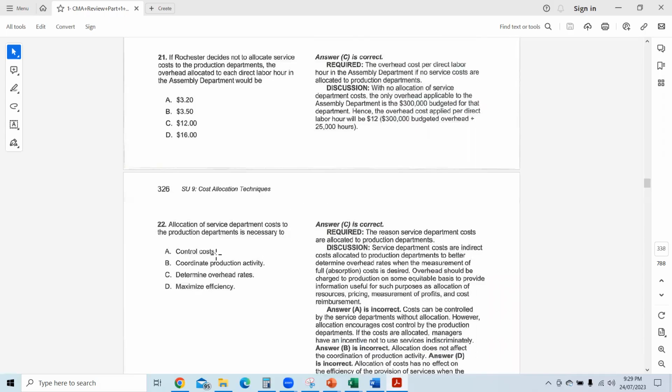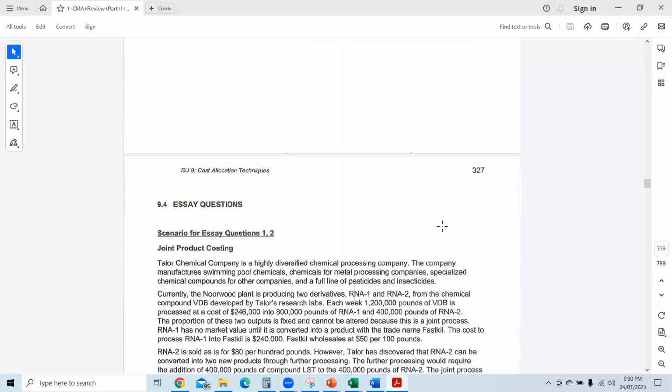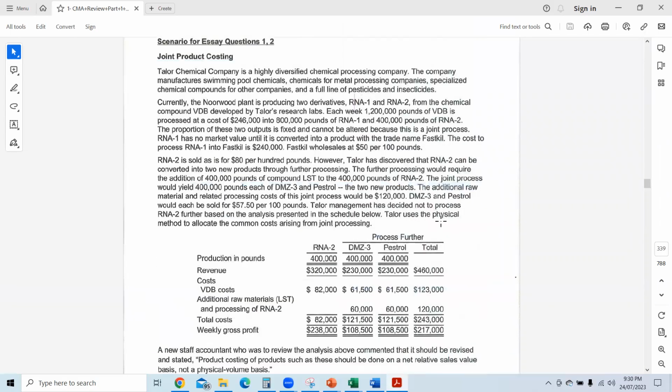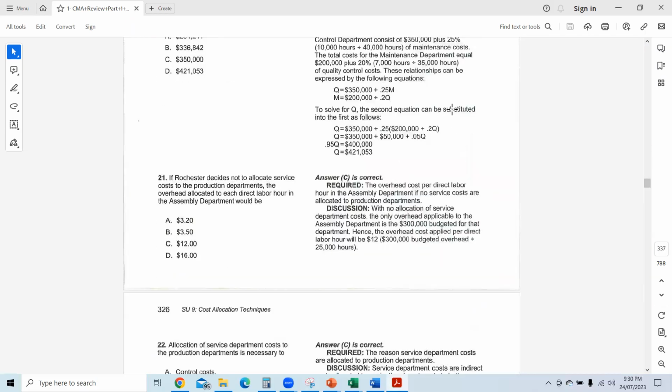Question 22. Allocation of service department cost to the production department is necessary to control cost, to coordinate production activity, to determine the overhead rate, right? So you must find out what the overhead rate will be, because all costs should go to the production department, and then you should know how much overhead will be allocated to the product, right? So this is what we discussed today, that particular service department cost. I hope you understand that. Good luck.